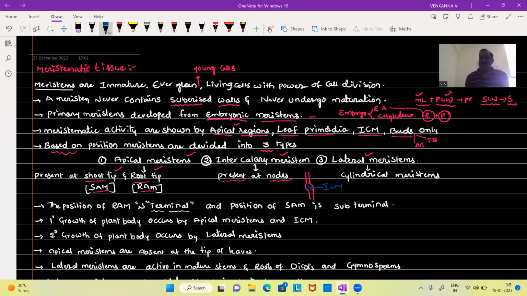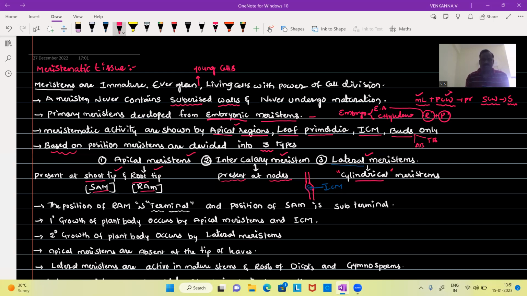On the lateral side of the axis, we see another type of meristematic tissue. This type is called lateral meristem. All lateral meristems are cylindrical meristems. The next one: the position of RAM is terminal and the position of SAM is subterminal.